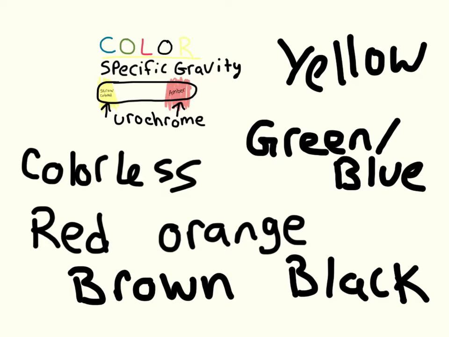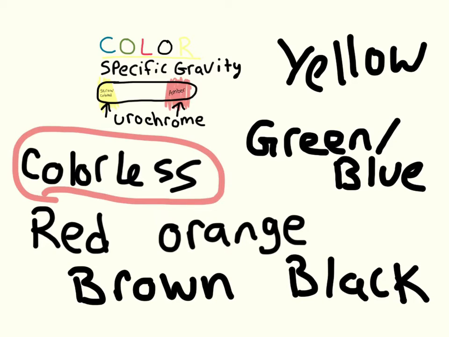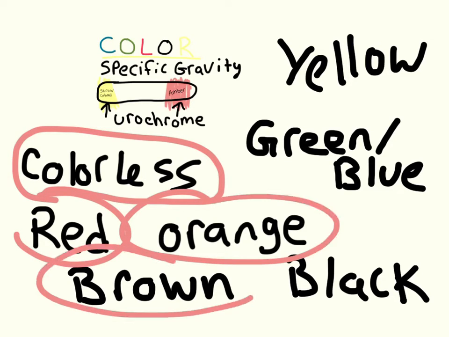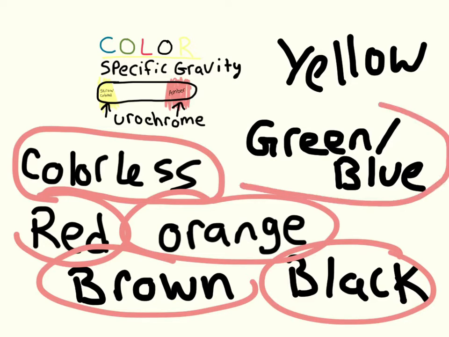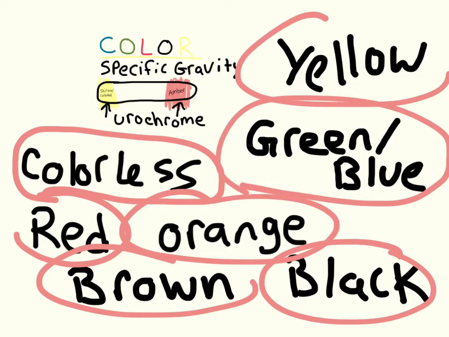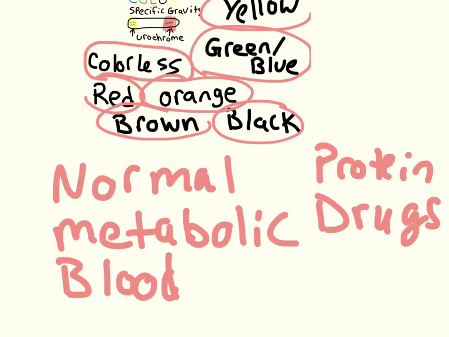Abnormal colors of urine include everything from colorless, which I don't know why they call it a color. It's not a color, it's the very opposite of a color, but it's colorless, meaning overhydration typically. You can have red urine, orange urine, brown urine, even black urine. If I saw black urine, I'd freak out. A green-blue urine and a yellow urine. What do all of these colors mean?